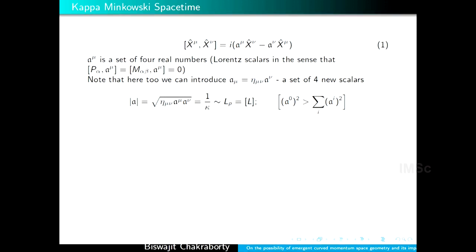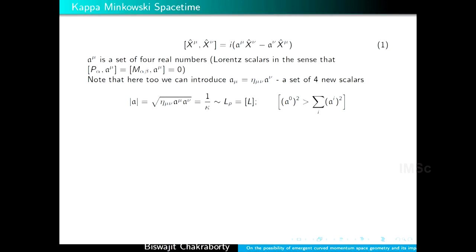Nevertheless, here also we can formally write a mu as eta mu nu a nu as a set of new scalars. Just a0 is up or down, doesn't matter, the same. ai down is minus of ai up. That's a set of 4 new scalars. Formally I can still write here, so as if I am raising or lowering indices of 4 vectors.